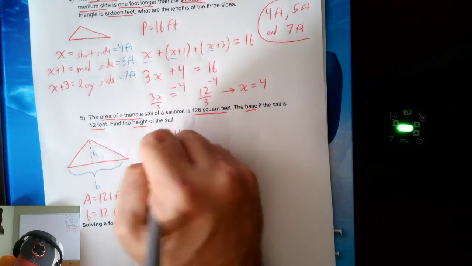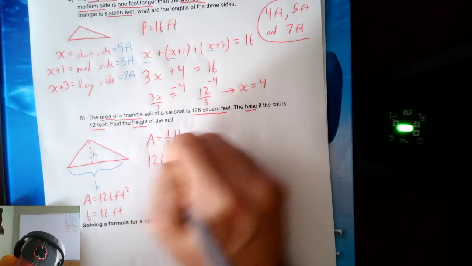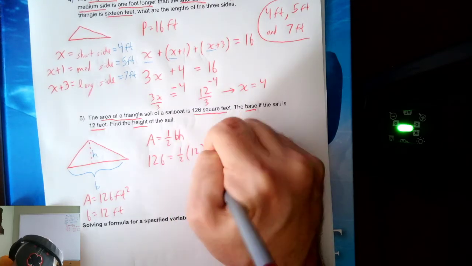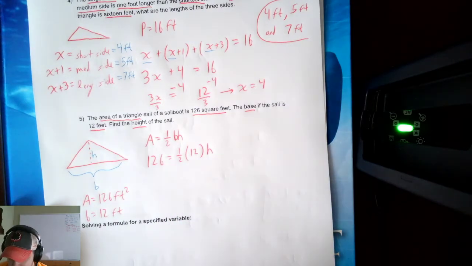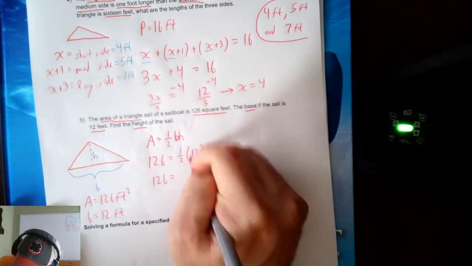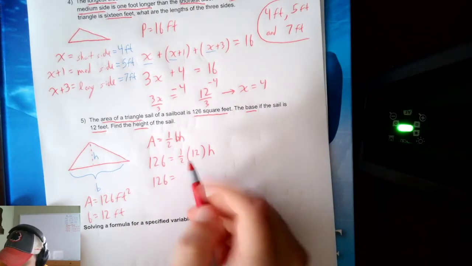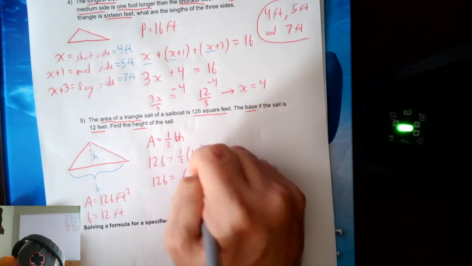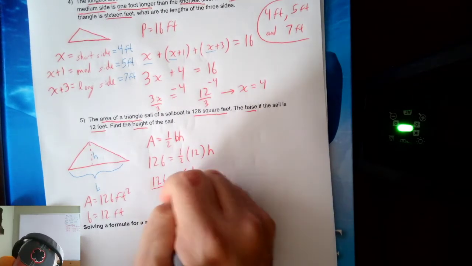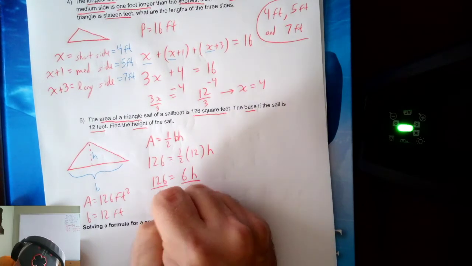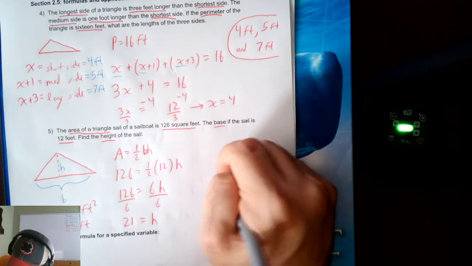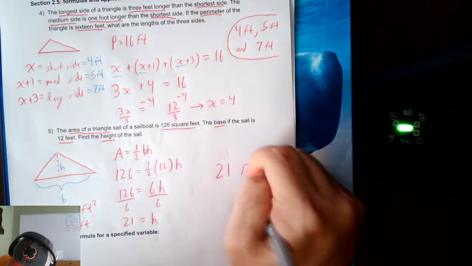Well, let's plug in what we have. 126 equals 1/2. The base is 12, and then we have h, right? I've got to do 1/2 of 12 first. I've got to clean up this multiplication before I can start moving stuff around. 1/2 of 12 is 6h. Let's see, I'll divide by 6. Dividing by 6 gives me 21 is equal to h. So the height is 21 feet.